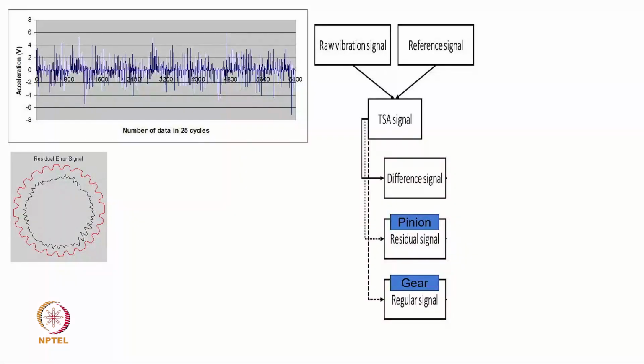So I'm just trying to show one analysis. This is the time synchronous averaging being done, and the shaft was run for maybe 25 cycles, and then it was plotted. We got the raw vibration signal. This is a key phase signal or reference signal. TSA was done on that, and as I say, we are more interested only in the difference signal, the residual signal. So we were plotting pinion residual signal and gear residual signal in this case also.